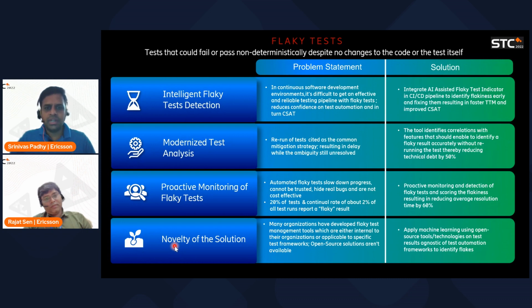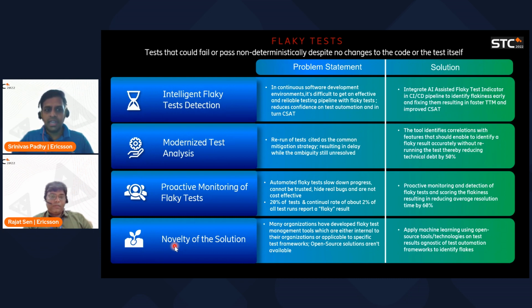Now, most of the time, as I indicated, you rerun those tests as a common mitigation strategy to identify whether the test case is actually passing or failing. Most people in general do that. Just rerun those tests and find out whether it is passing or not. But what would happen? It would result in delay. And at the same time, when you run it next time, the ambiguity still remains. You still cannot confirm why it passed and why it failed.